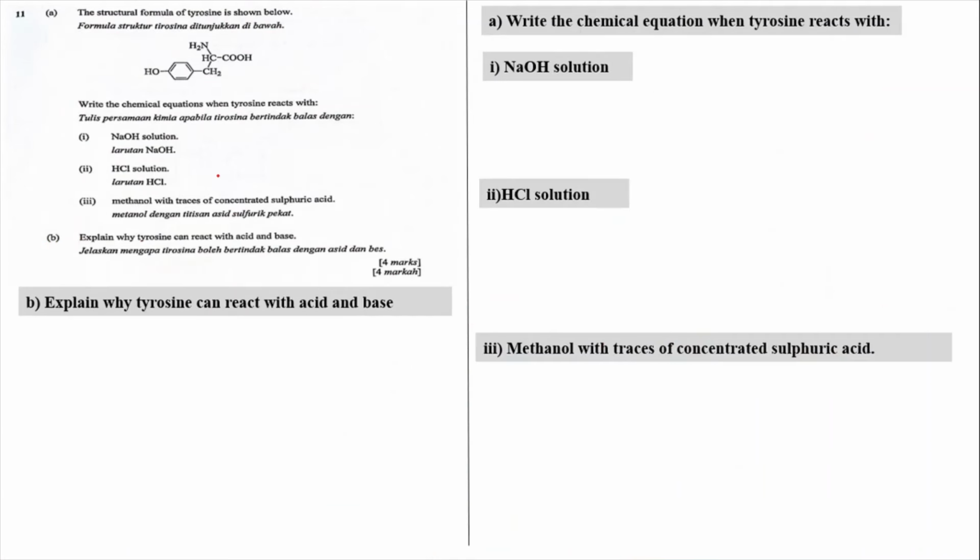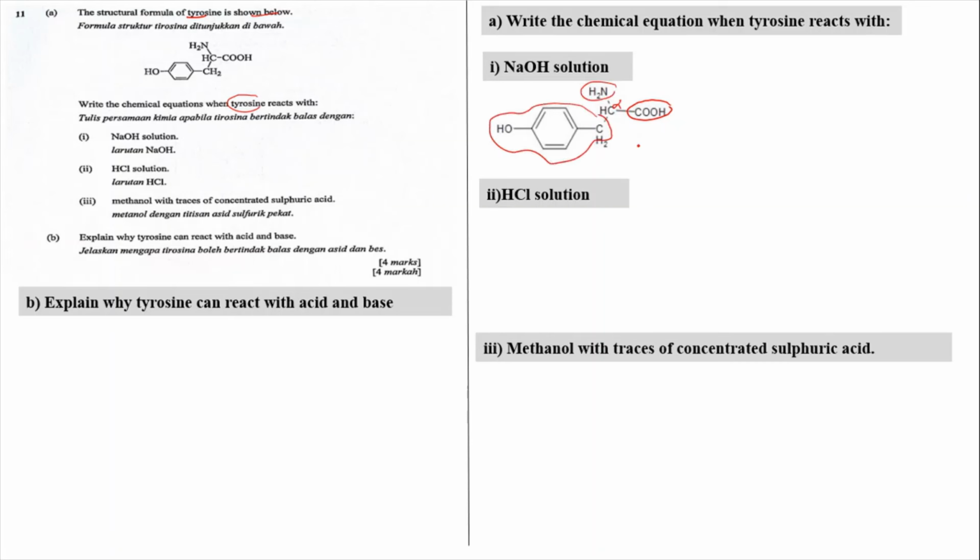Now for question 11, the structural formula of tyrosine is shown below. This is the structure here, and we need to write the chemical equation when the tyrosine reacts with sodium hydroxide solution, HCl solution, and with methanol with traces of concentrated sulfuric acid. For writing the chemical equation, we need to draw back the structure of the tyrosine. The tyrosine here has an alpha carbon, where the alpha carbon is attached to the carboxyl group and also the amino group, and this is the side chain.